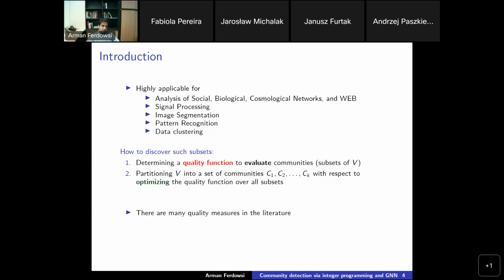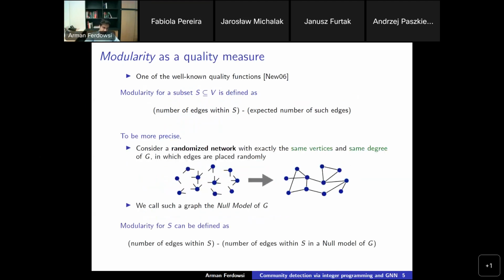A generic answer is to define a quality function which can show the goodness of a community, and then apply an algorithm capable of finding communities by optimizing the proposed quality function. Among many proposed metrics, one of the famous and commonly used ones is modularity, introduced by Newman. In a nutshell, modularity for a subset S is the subtraction of the number of edges inside S and the expected number of such edges.